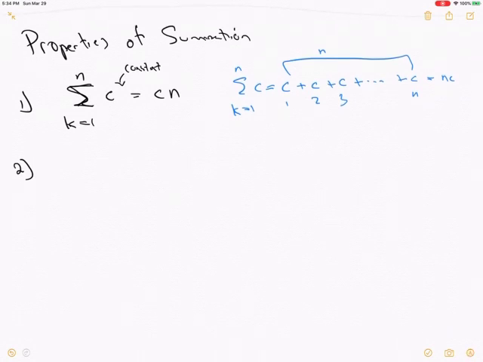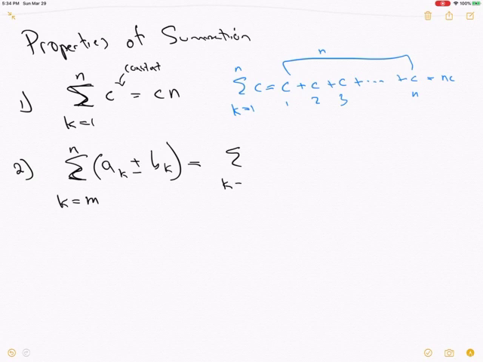The second thing is that it behaves well with respect to addition and subtraction, but you have to have the same ending points. So let's say k starts at m and ends at n, and m and n are just dummy symbols. It doesn't mean that n is the next thing after m. But say you have some ak plus or minus bk. What is this equal to? Well, you can just split up the sum.